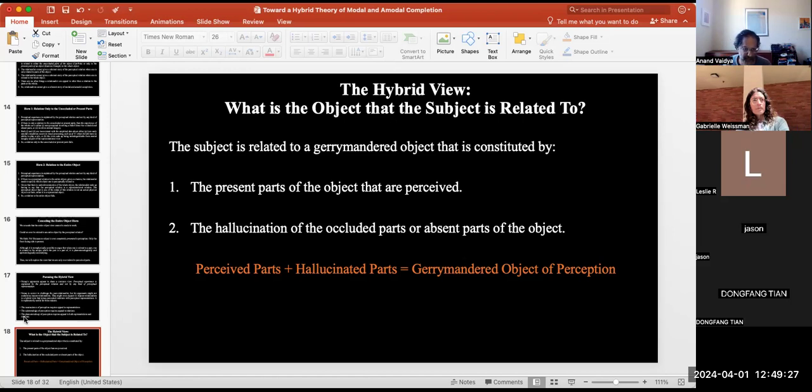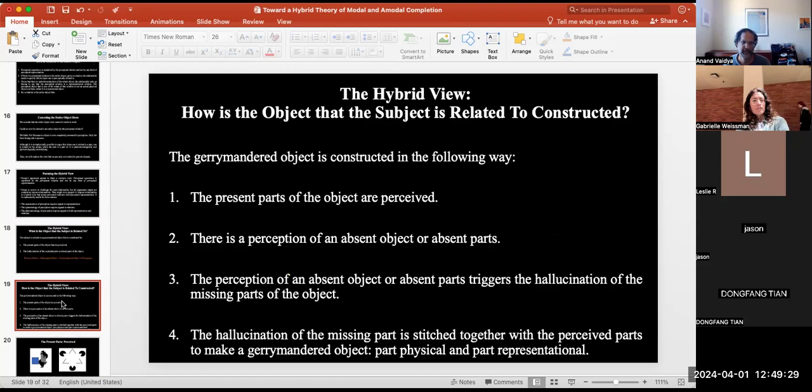Okay, so the second question is, how is the object the subject is related to constructed? It's gerrymandered, so we've already given away that it's parts of a constructed object. But then you might think, well, what is the procedure for the brain and the mind coming together to construct this object? So first, and actually this is done ordinally, meaning that this is the order in which we think it occurs.